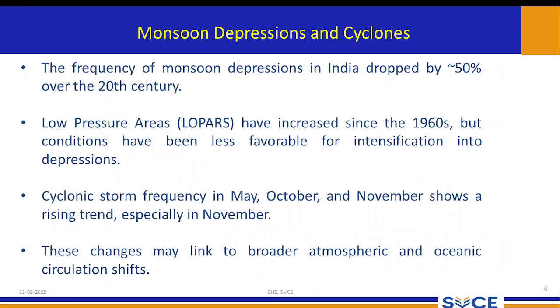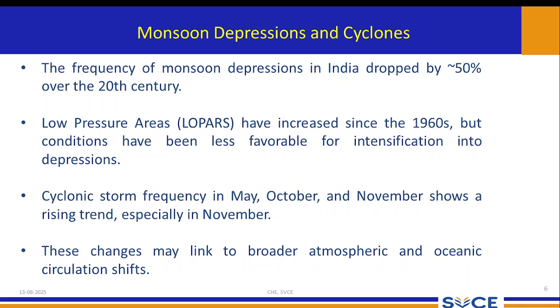That's what they mean. Monsoon depressions and cyclones: the frequency of monsoon depressions in India dropped by 50% over the 20th century. Low pressure areas have increased since the 1960s, but conditions have been less favorable for intensification into depressions. Cyclonic storm frequency in May, October, and November shows a rising trend, especially in November. These changes may link to broader atmospheric and oceanic circulation shifts.